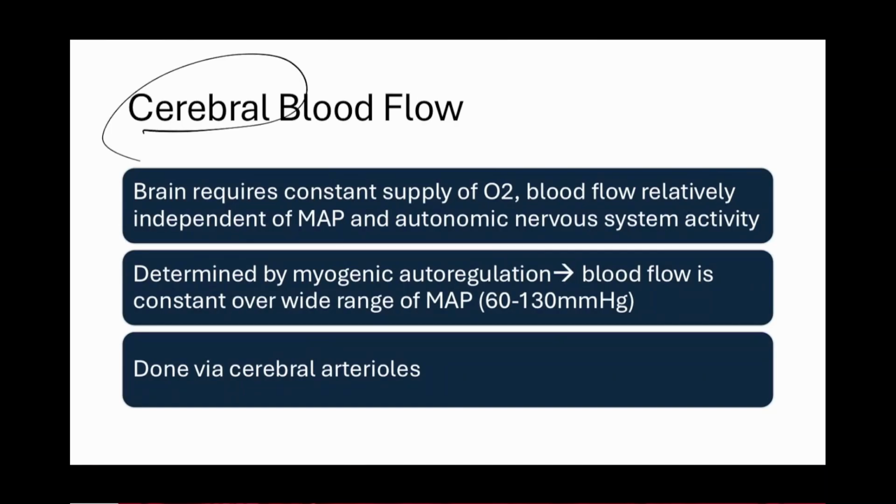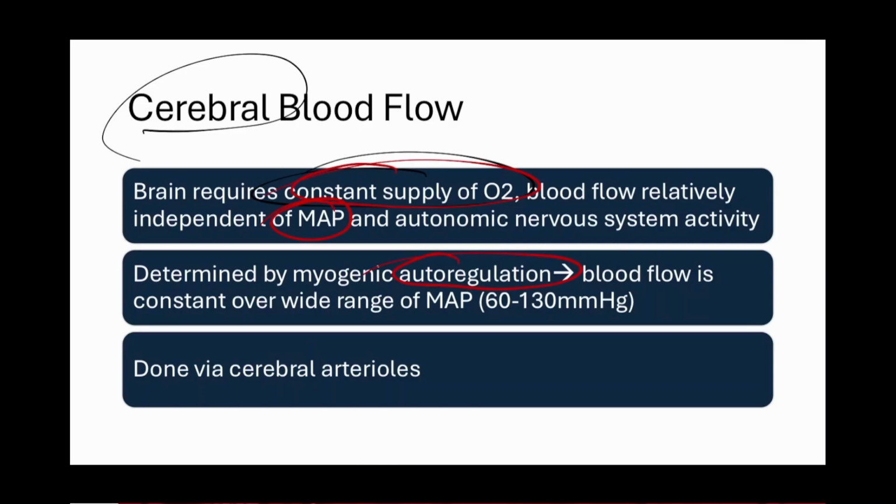Cerebral, so the brain now. So that was the heart. So the brain, constant supply of O2. Blood flow is relatively independent of the mean arterial pressure. And it does this by autonomic nervous system activity. It has this thing called autoregulation.